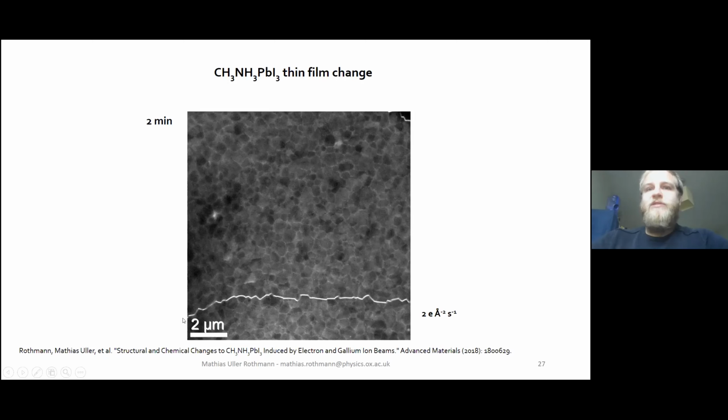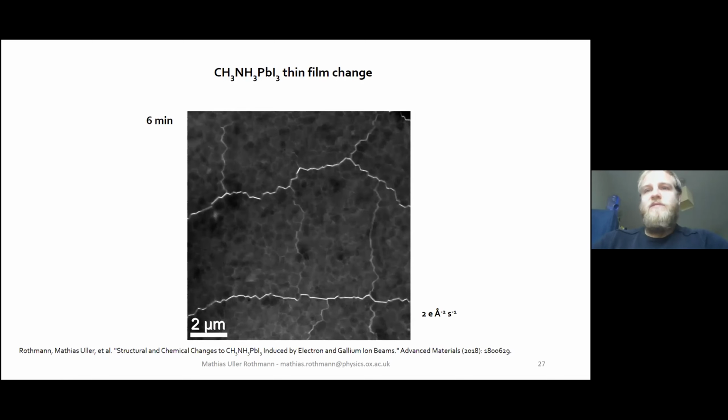And you can see after 2 minutes, we already start seeing cracks forming. As time goes on, we see more and more cracks. And after only 7 minutes, we see quite a lot of cracks going on.